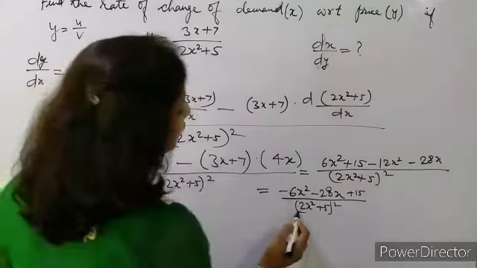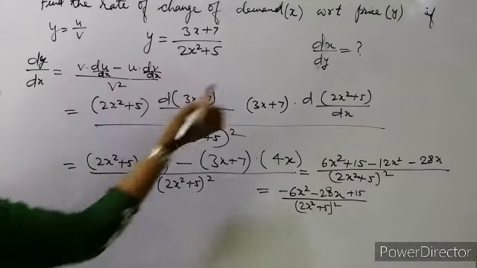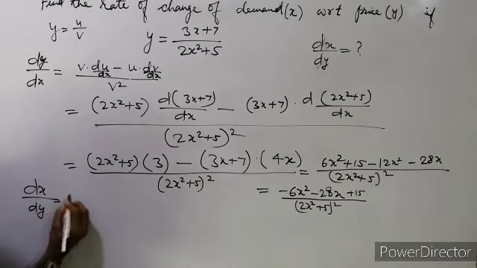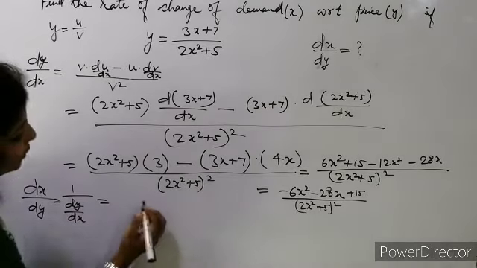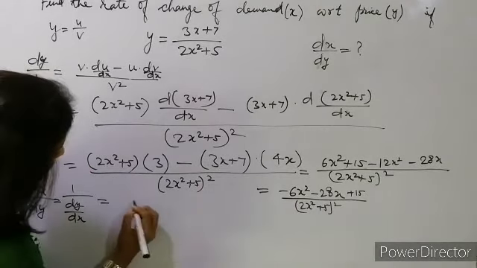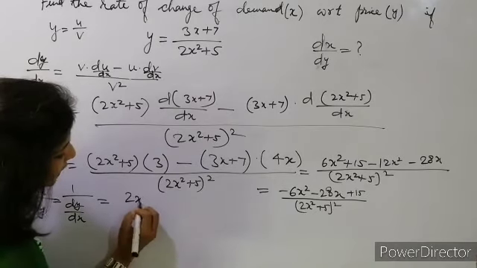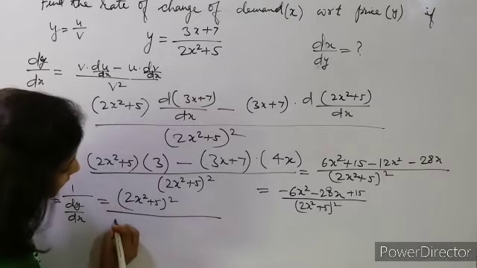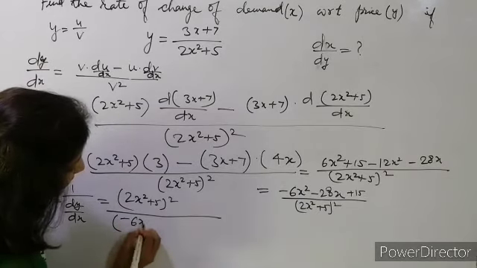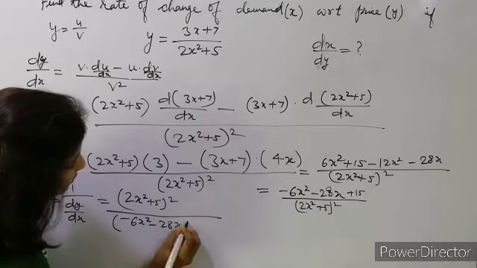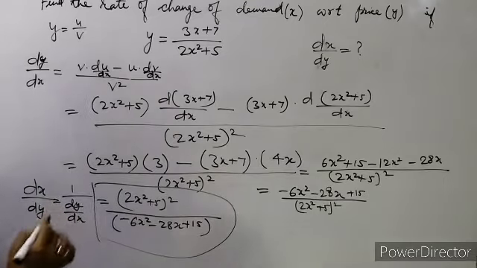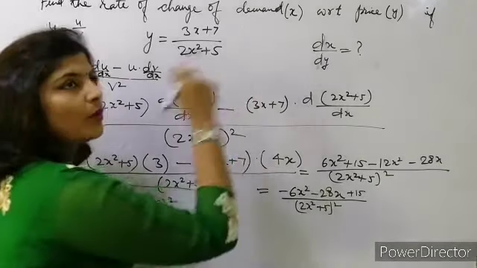So this will be the value of dy upon dx, and we have to find out dx upon dy. So dx upon dy will be equal to 1 upon dy upon dx, and that will be equal to 1 upon this one. So this will be (2x square plus 5) whole square divided by minus 6x square minus 28x plus 15. Okay, so this will be the answer. This will be the value of dx upon dy.